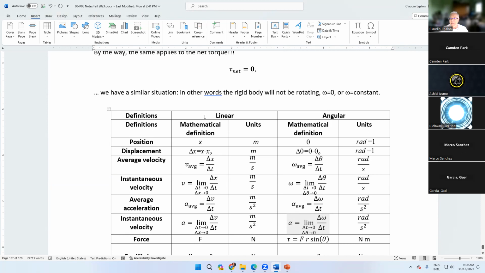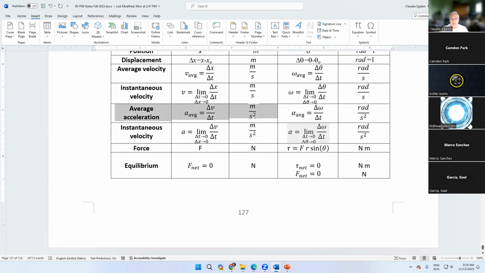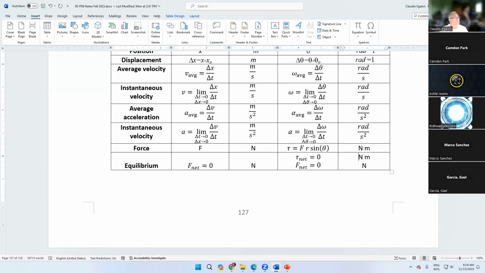Okay, so this is the table that I came up with. Linear and angular quantities, right? Position, displacement, average velocity, instantaneous velocity, average acceleration, and instantaneous acceleration. Now we can add two more parameters: the linear force and the angular force. In this case, the angular force has a unit of Newton meters, whereas the linear force has a unit of newtons only. And the equilibrium condition is when we have net force equal to 0 and net torque equal to 0.